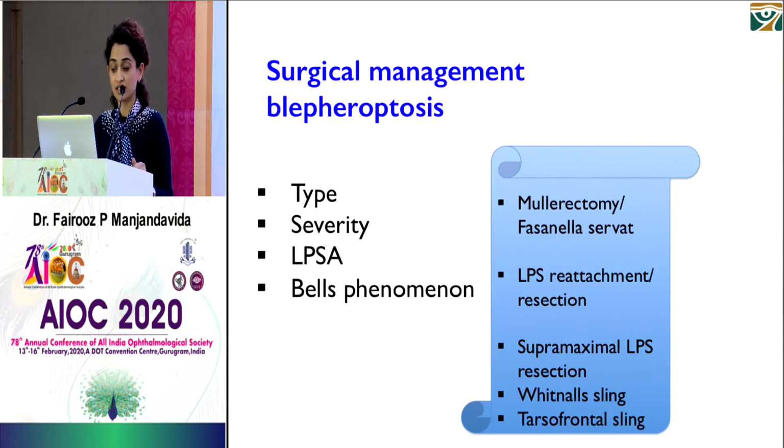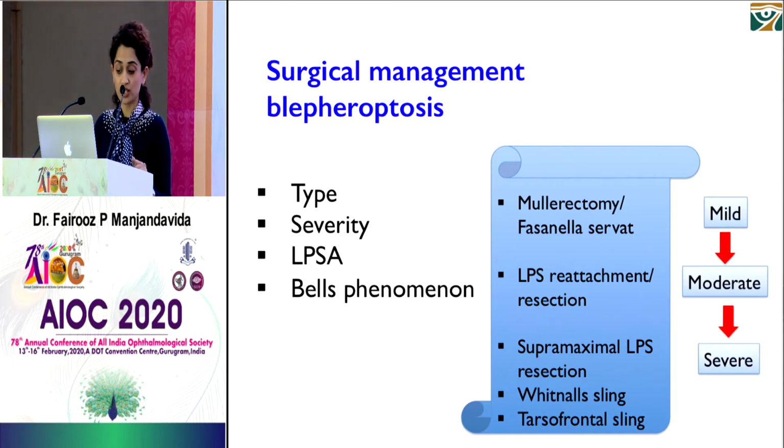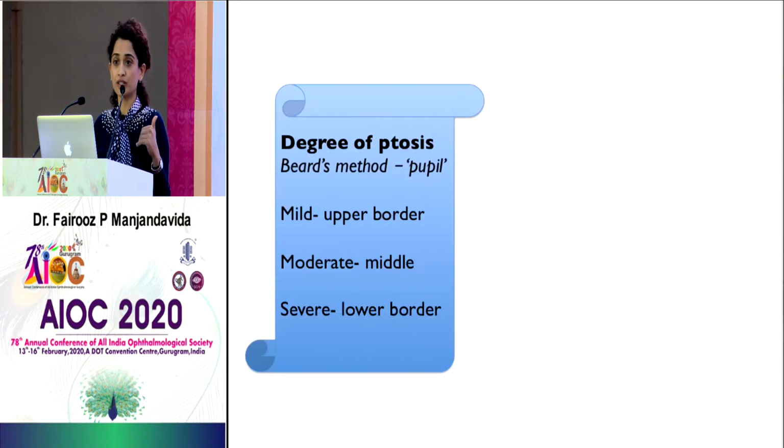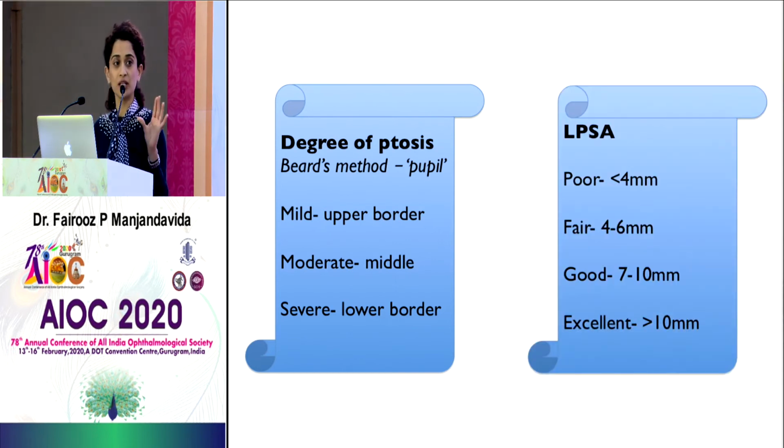Mullerectomy or fasanella-servat, LPS reattachment or resection, supramaximal LPS resection, Wheeler sling, and tarsofrontal sling. Now this depends upon how severe the ptosis is. In mild ptosis, we often do mullerectomy or fasanella-servat. Moderate, LPS reattachment or resection, and in severe, these are the surgeries that we often prefer. Now what do you mean by this severity of the ptosis? So basically, depending upon the palpebral fissure height and where the eyelid is situated and the Levator palpebrae superioris action, this is how we assess.